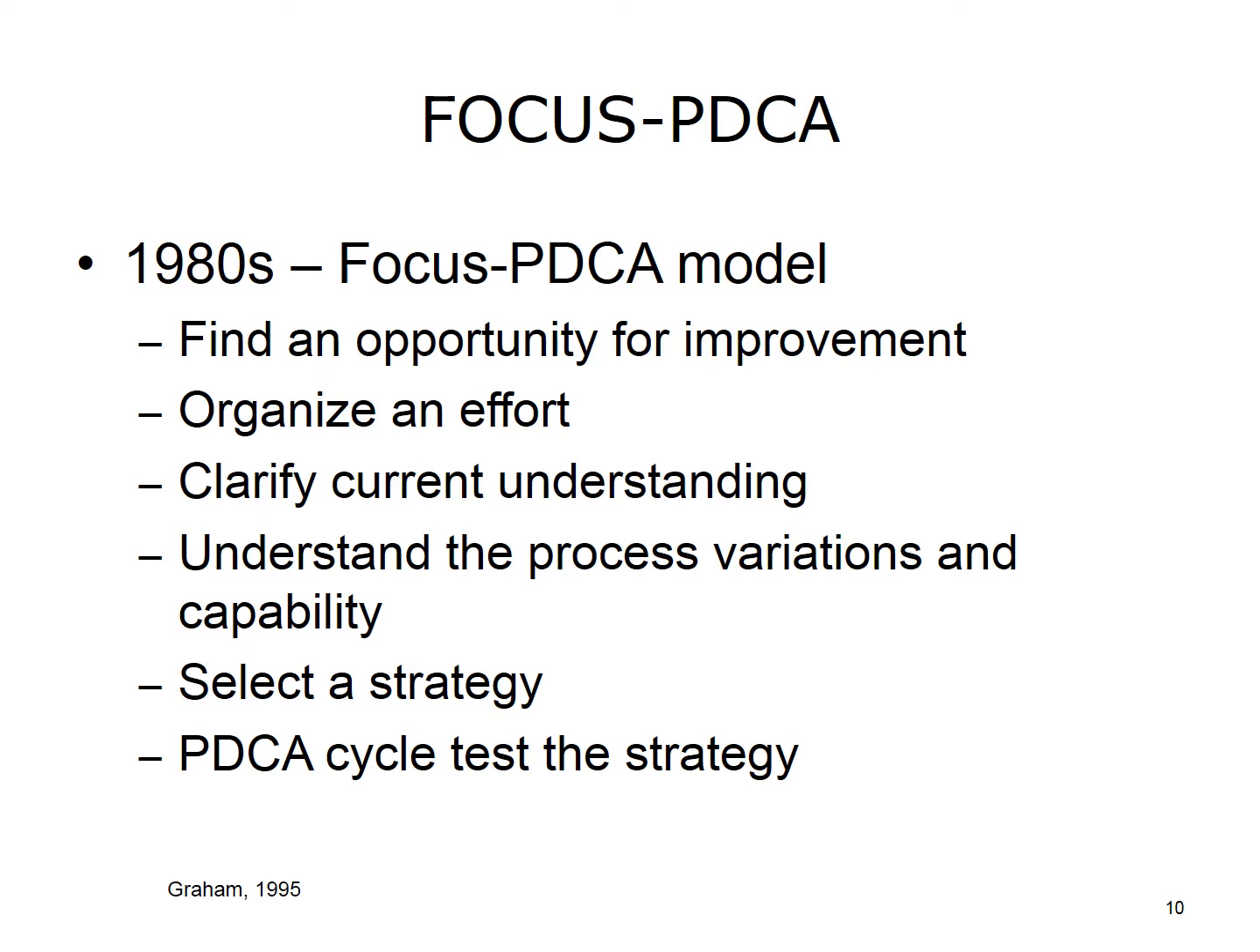Strickland, 2003. The model entails finding an opportunity for improvement, organizing an effort, clarifying current understanding of how the process works, understanding the process variations and capability, selecting a strategy for improvement, and using the Plan, Do, Check, Study, Act cycle. Test the strategy to determine if it results in improvement.